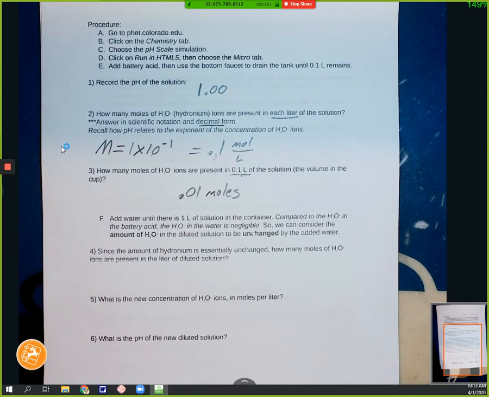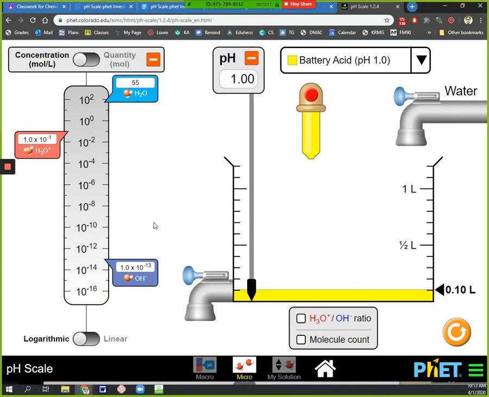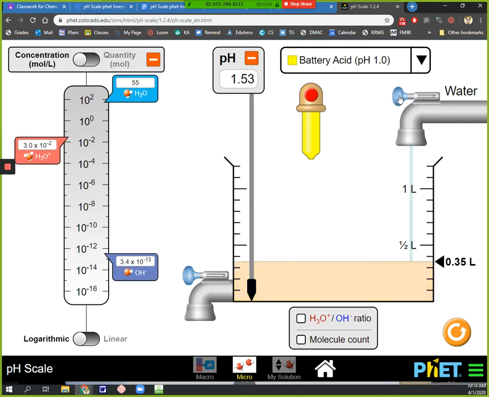What we're going to be doing is something called a serial dilution of this acid, meaning that we're going to be diluting it by a certain factor over and over again, and we're going to be checking to see what effect that has. In our directions, it says to add water until there's 1 liter of solution in the tub. So we're going to add water from our water spigot here to bring our volume up to 1 liter. And as I do that, notice a few things about our chicken soup.